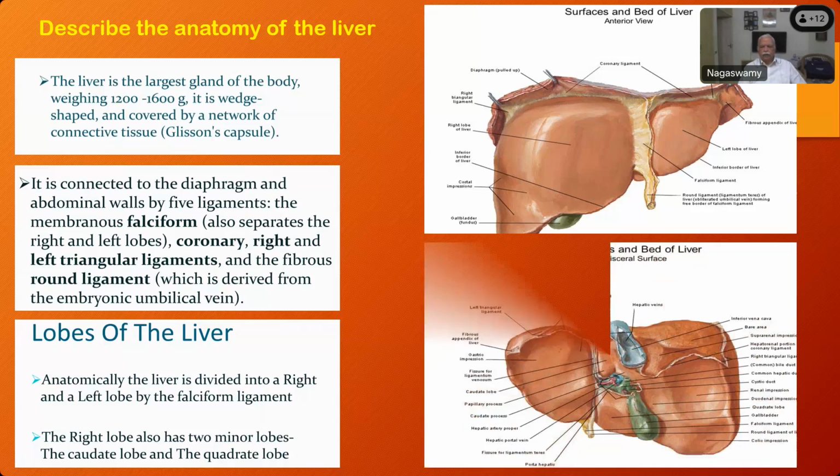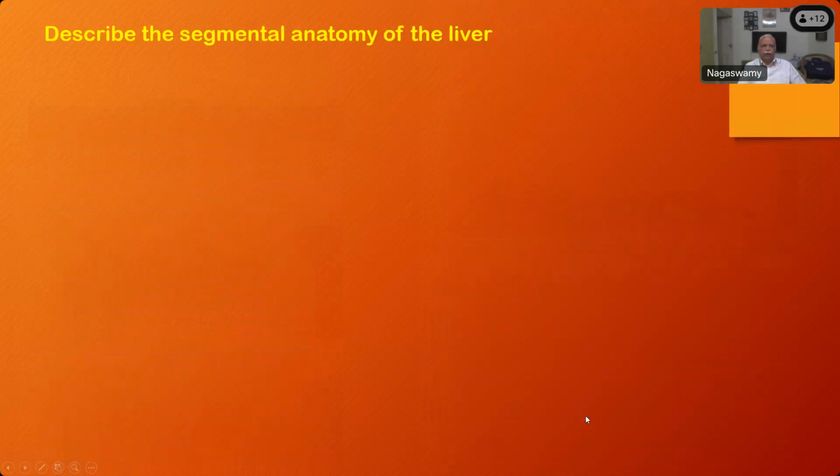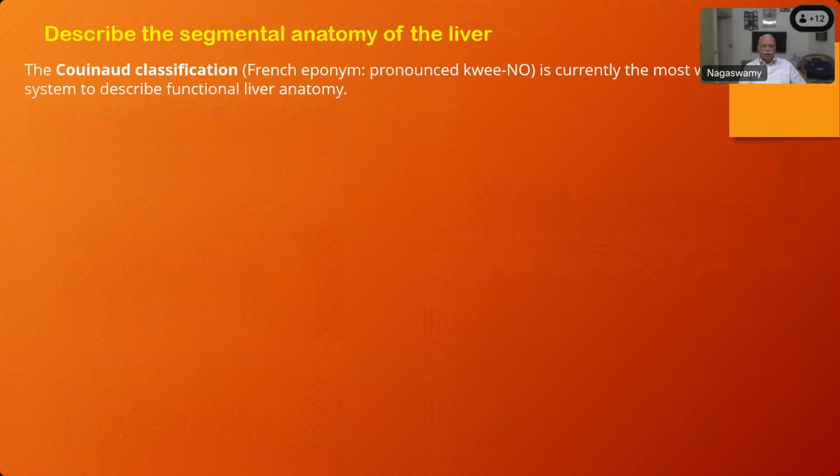Okay. So this is the visceral surface. This is the anterior surface. This is the visceral surface of the liver. And you can see the caudate lobe and the quadrate lobe are here. And the bed for the gallbladder, all these things are on the under surface of the liver. Now this is the segmental anatomy of the liver.